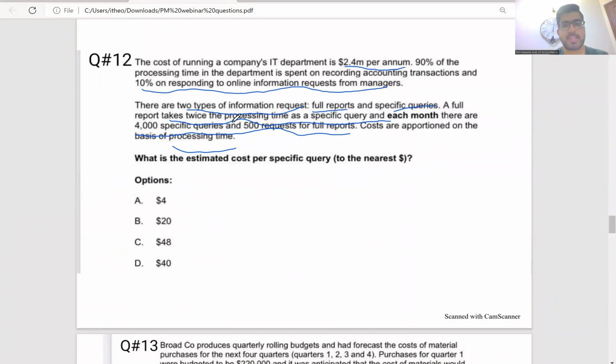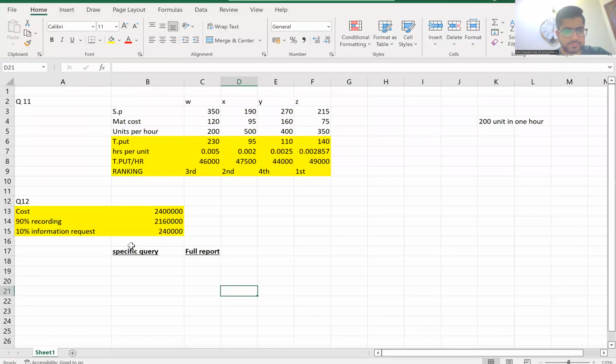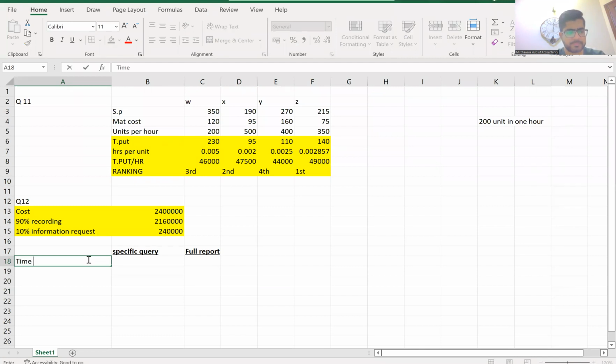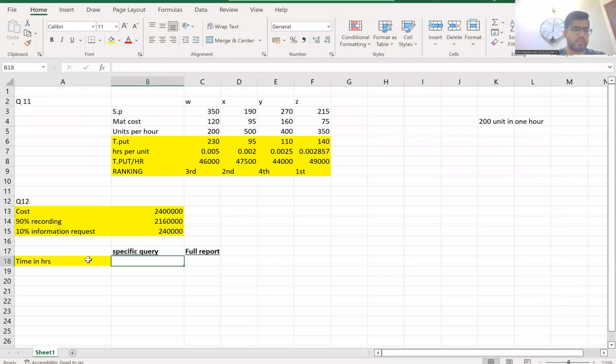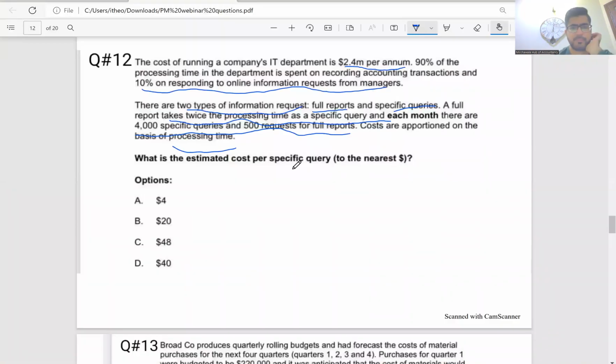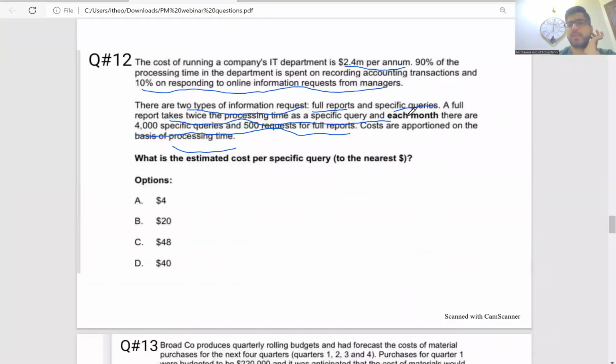A full report takes twice the time as a specific query. So let us say the full report takes twice the time as a specific query. Assume a specific query takes 1 hour. A full report takes 2 hours. You can put any dummy figure. If a specific query takes 2 hours, a full report takes 4. If a specific query takes 5 hours, it takes 10 hours. If a specific query takes 1 hour, a full report takes 2 hours. This is what it means: a full report takes twice the time as a specific query.